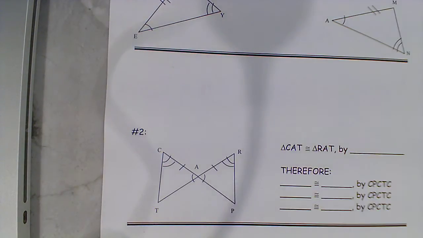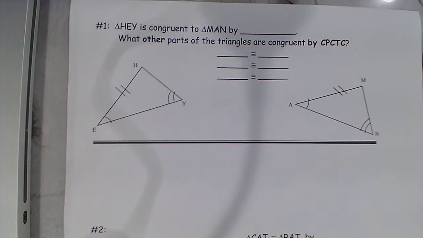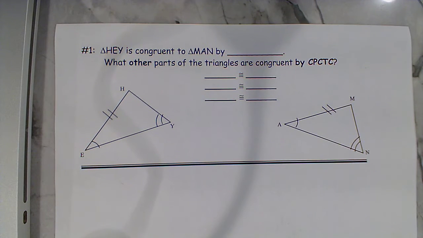All right, two more examples and that's it. Pretty sure you can read this. So we have triangle HEY is congruent to triangle MAN. Hey man. All right. By what? So we've got to look at the pictures. It's marked up for us. Take a second, look at the picture, and see which of the five ways to prove triangles congruent would apply to these two triangles.